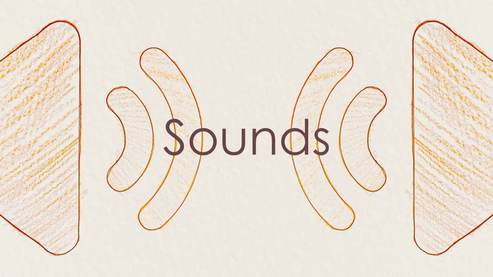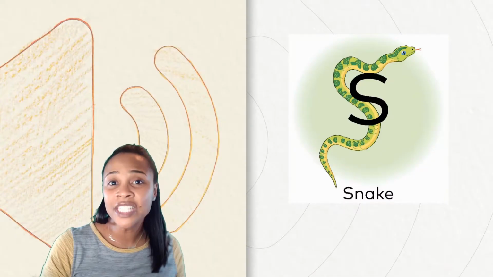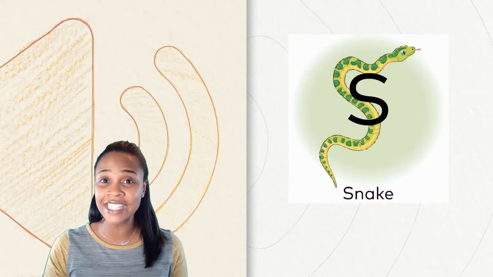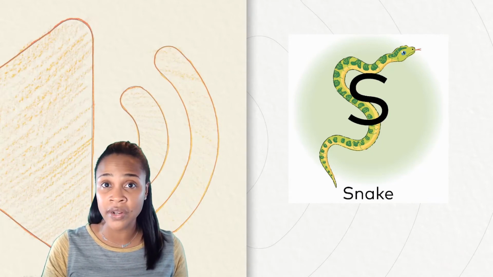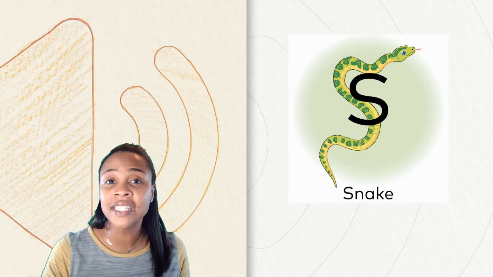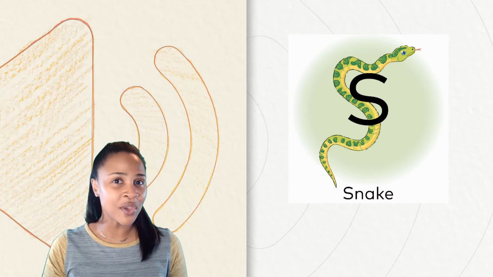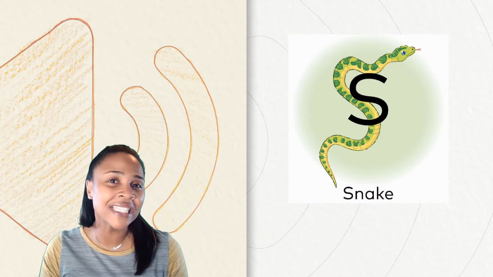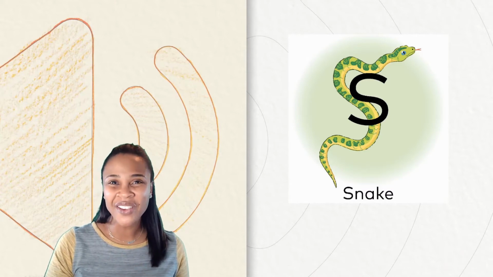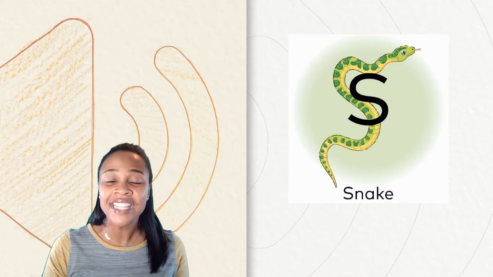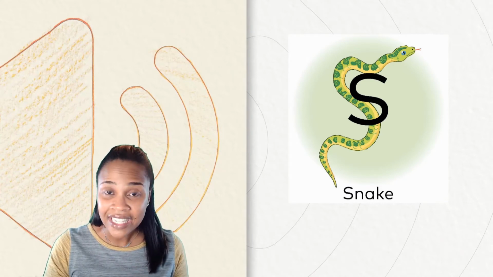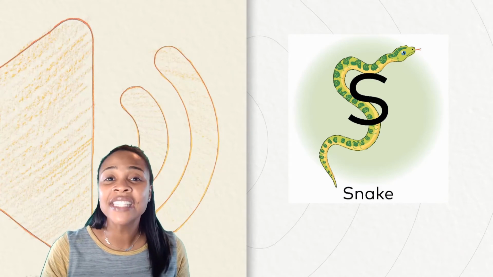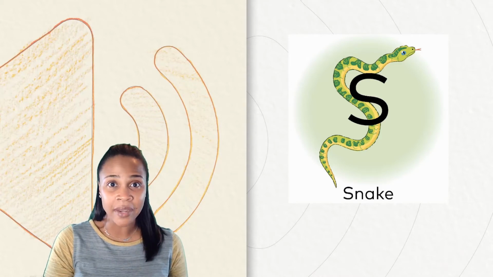Sounds. This picture shows a snake. The sound that we hear at the beginning of the word snake is the S sound. Can you make that sound too? S. Right. The S sound is the sound we hear for the letter S. The S says S, like in snake.